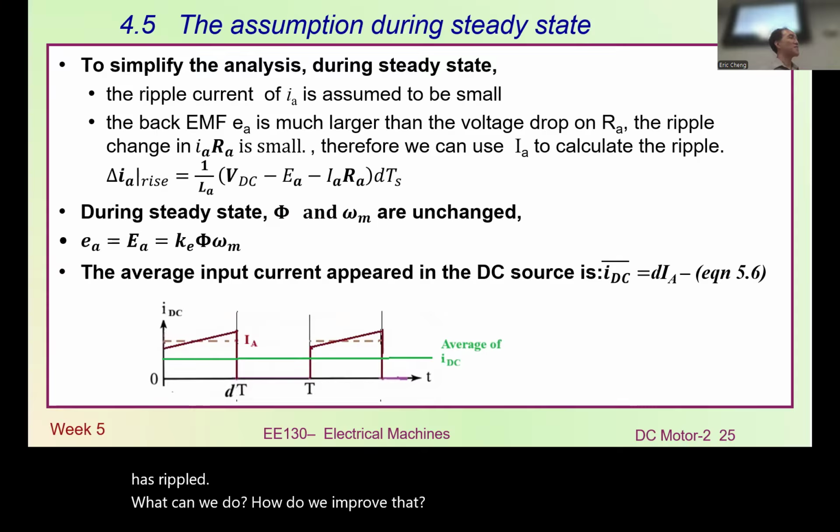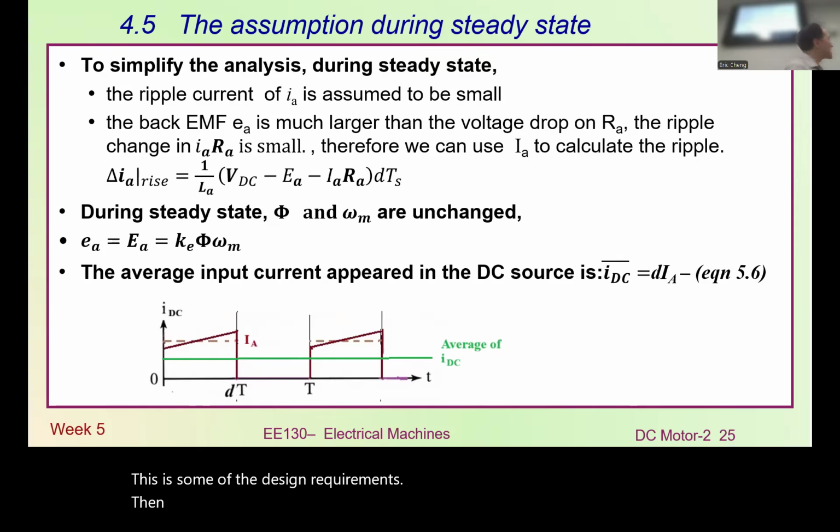That's some of the design requirement. Then the easy thing to do will be to look into this equation for the ripple. The ripple is related to the voltage, the DC voltage, right? The DC voltage is related to the power level. Of course, you might say no, that may not be the case, because we may have a high voltage to power the motor. The back EMF is related to the speed, right?